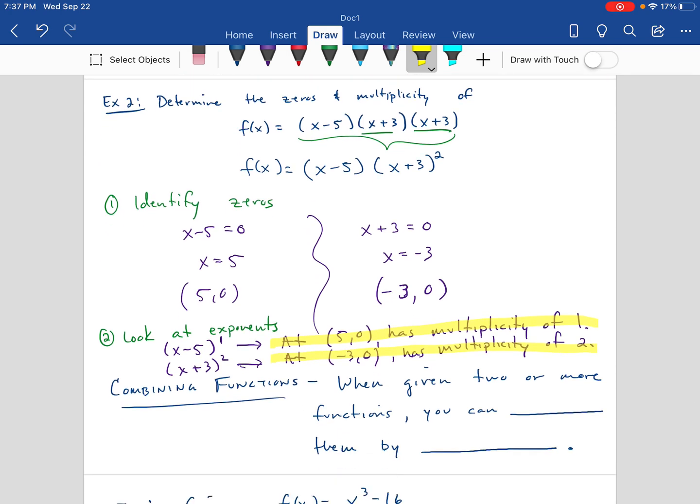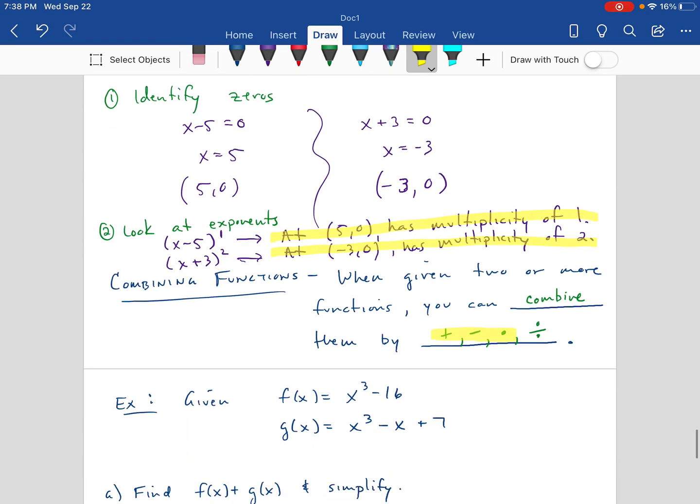Now, combining functions. Sometimes when you're given two or more functions, you can combine them by adding, subtracting, multiplying, or dividing. We are going to focus on adding, subtracting, and multiplying. Dividing functions is called synthetic division, and we're not going to cover that in this unit. So I'm going to give you an example.